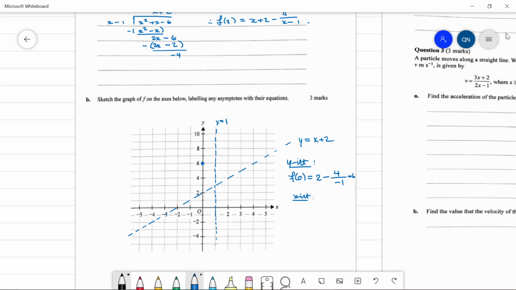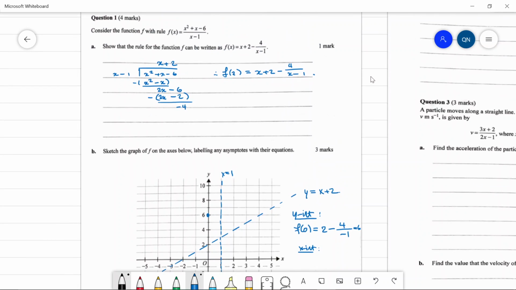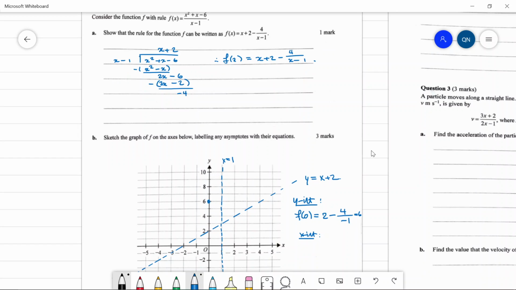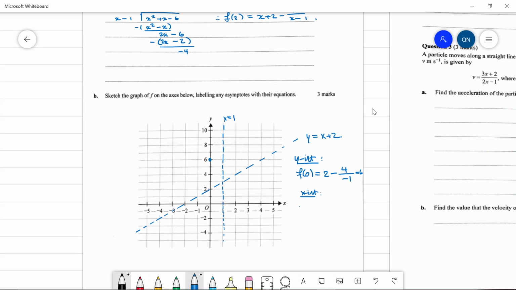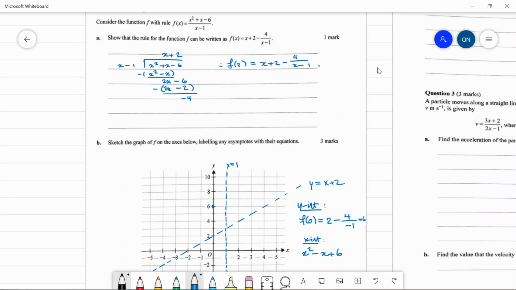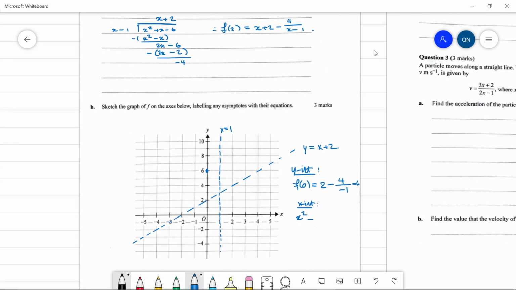We can just use the original function, I think. Just set the numerator equal to 0. Because we don't want the denominator equal to 0, because that's the asymptote. So just setting the numerator equal to 0, that's x squared plus x minus 6 equals 0. So factoring, that gives x plus 3, and then x minus 2 equals 0. So you're going to get x equals negative 3 or x equals 2. So that's pretty much everything you need there.